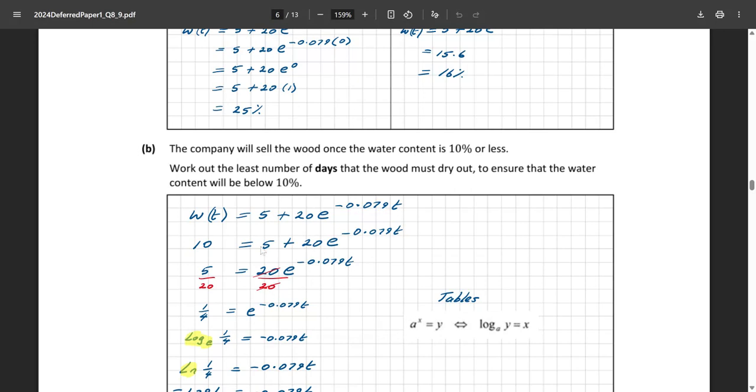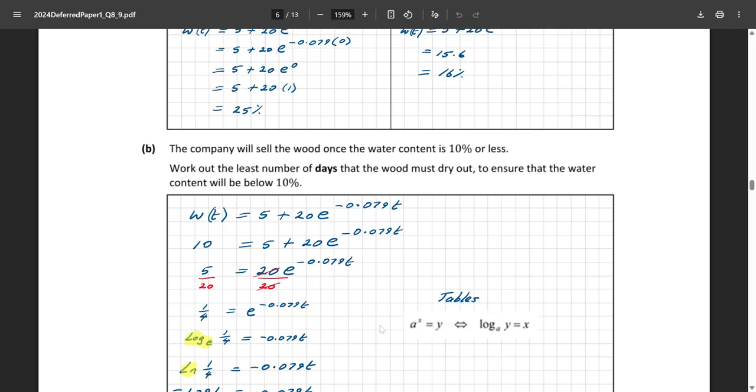First of all, 10 minus 5 is 5. And that just leaves the 20 times e to the power of the exponent. Now divide both sides by 20 because we want to get at the t here. So that gets that 20 out of there. Divide both sides by 20 and that's now gone. And you have a quarter on this side equals e to the power of that.